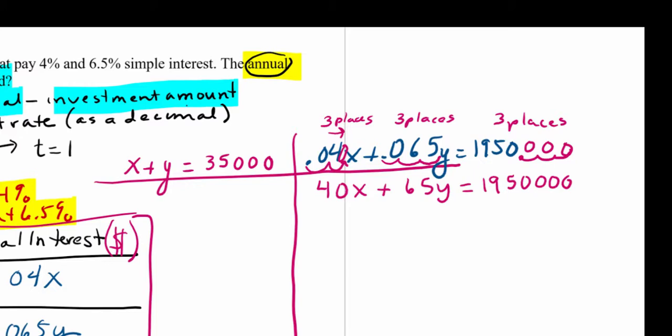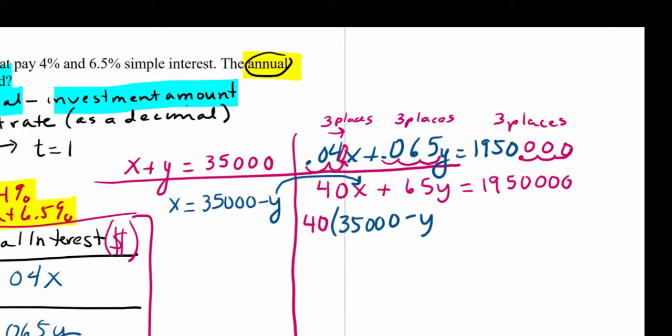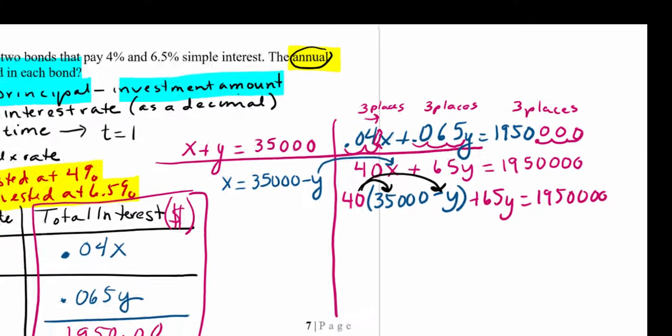Okay, and then we're using the substitution method. So over here on the left-hand side, let's solve for, how about x? X equals 35,000 minus y, and that's going to be replacing on the right where that x is. So we get 40, then we have our parentheses with our 35,000 minus y. Then we write the rest of the equation here, not forgetting all these zeros over here on the right. We are going to distribute the 40.